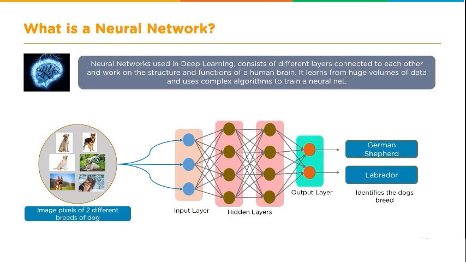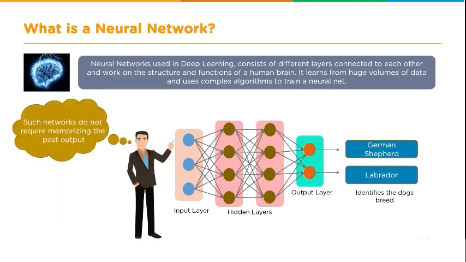And finally you have an output layer, and the output layer has 2 outputs. It has one that lights up if it's a German Shepherd and another that lights up if it's a Labrador. So it identifies the dog's breed. Such networks do not require memorizing the past output. So our forward propagation is just that. It goes forward and doesn't have to rememorize stuff.